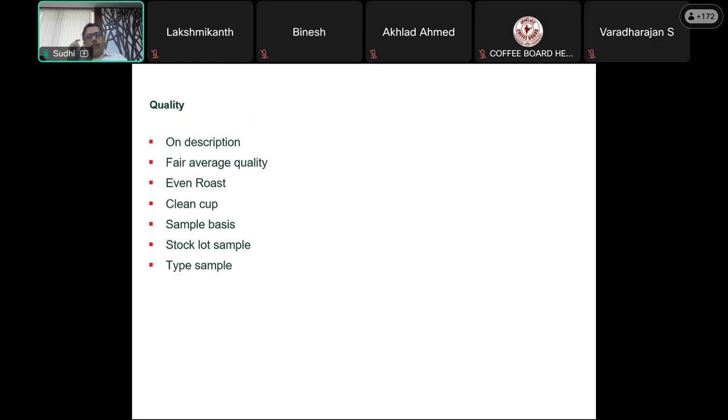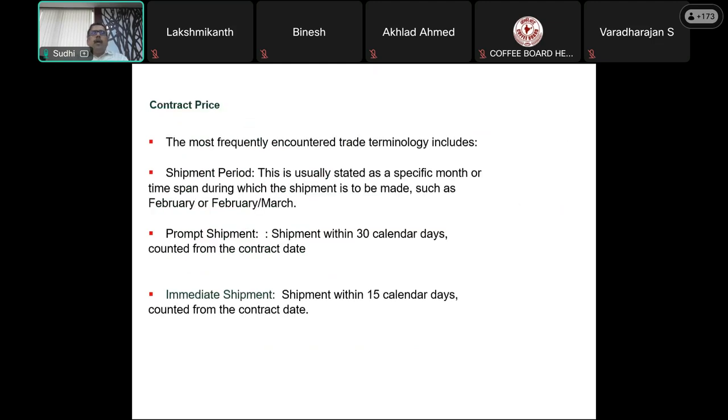A type sample is mostly used when we talk about a bulk of coffee. We take a sample and say that the coffee is going to be this way. So these are all the various terms under which we sell coffee by quality, and these are all mentioned in the contract, specifically on which basis the coffee has been sold. Then the contract price. The most frequently encountered trade terminology includes shipment period. This is usually stated as a specific month or the time span during which the shipment is to be made, such as February or February, March.